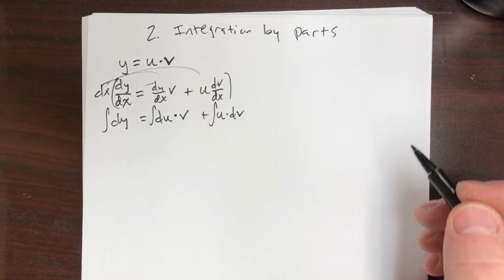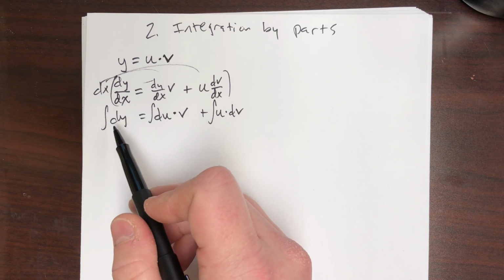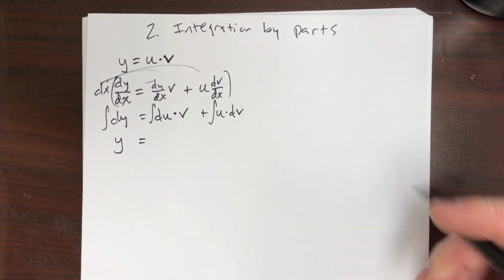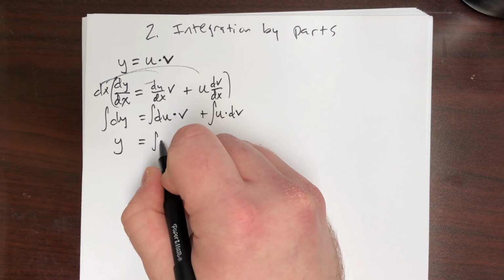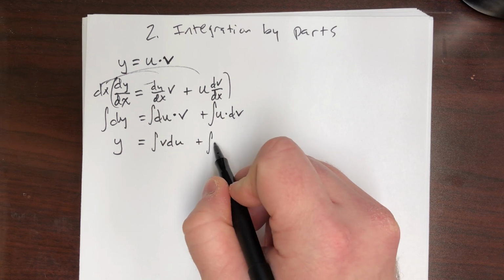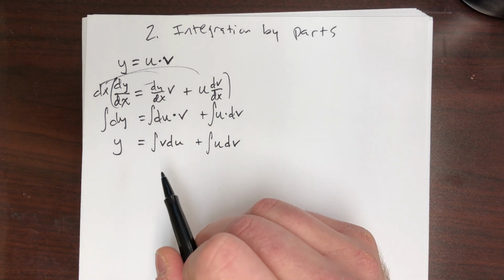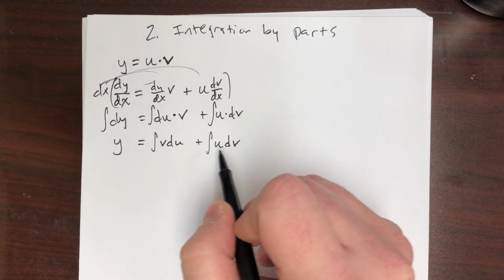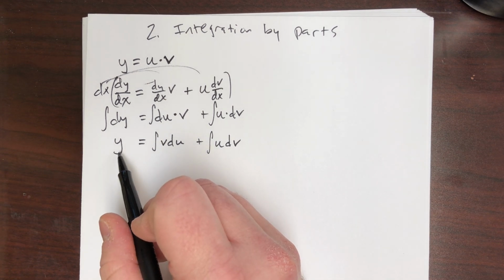So if we do that, well, we know the integral of dy is going to end up being y, right? There's a plus C, but we'll ignore that for now. Then over here, we can rewrite this as the integral of v du, and this one's already in the right format. So what we do after this is essentially we're going to pick one of these, and the classic way that we approach this is we subtract this integral from both sides.